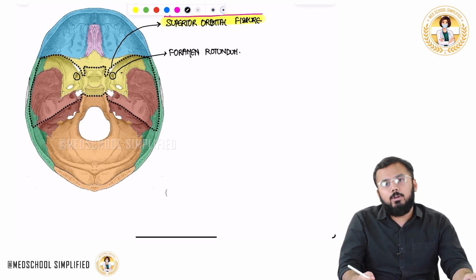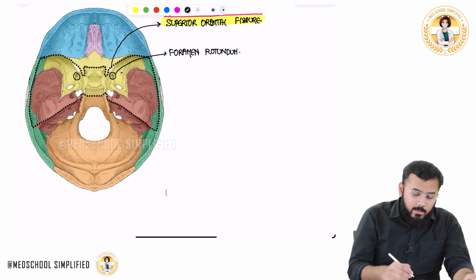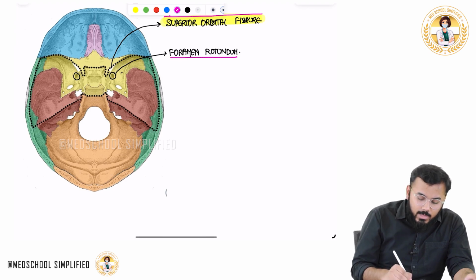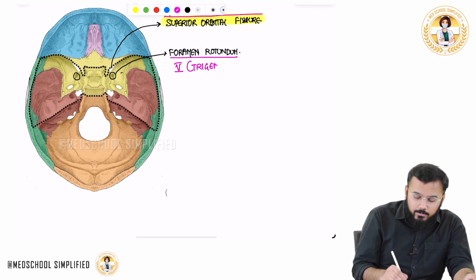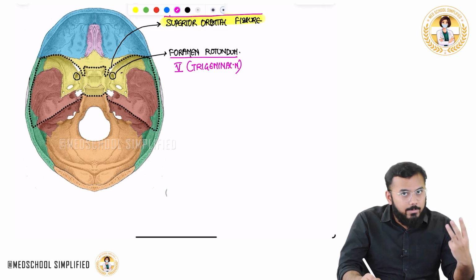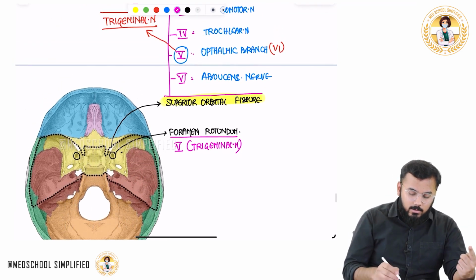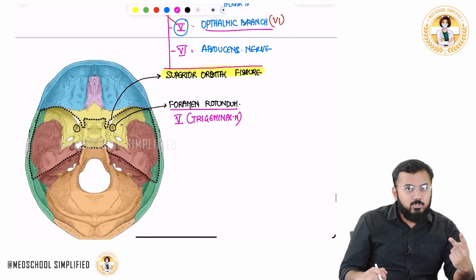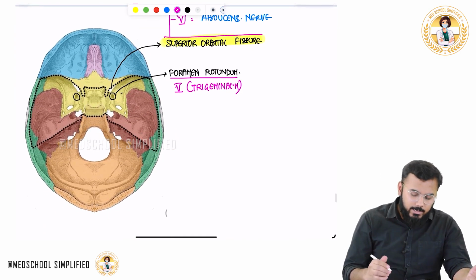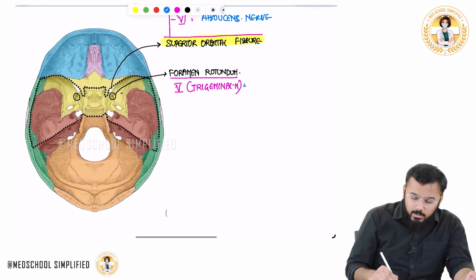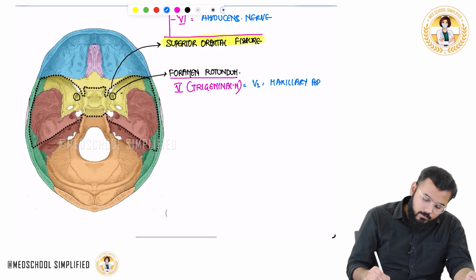Now, through this foramen rotundum, what is coming out? Again the fifth pair of cranial nerve, that is your trigeminal nerve, is coming. Now, in this trigeminal nerve, I told you there are 3 branches. One branch already is done, ophthalmic. What is the second branch? V2. What is V2 called? Maxillary branch. So from here, V2, the maxillary branch of your trigeminal nerve, is coming out.